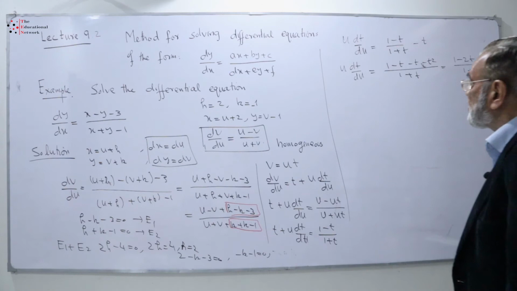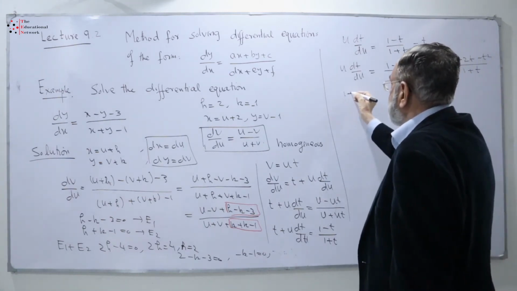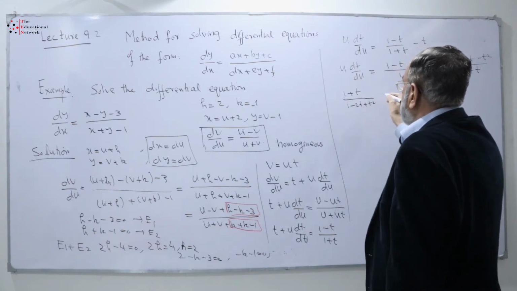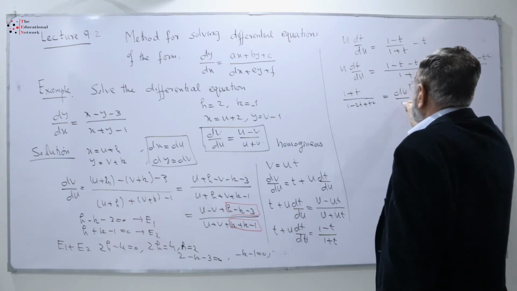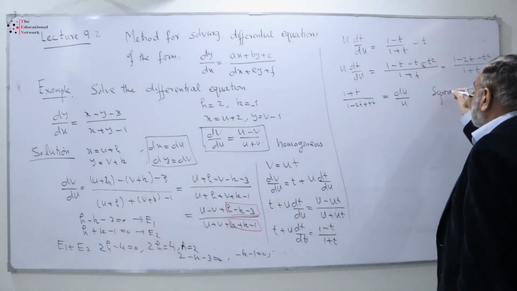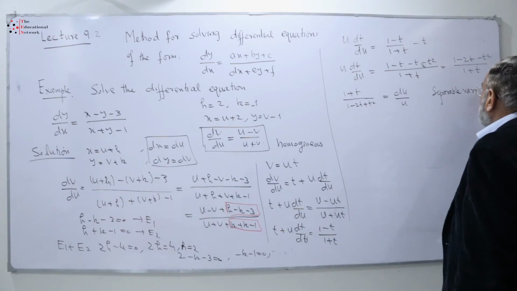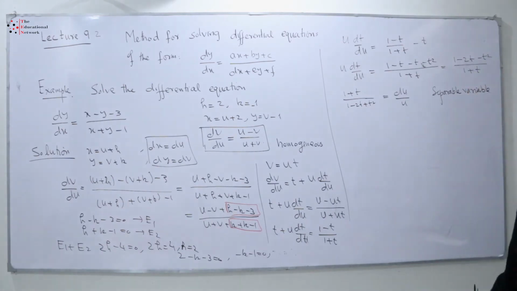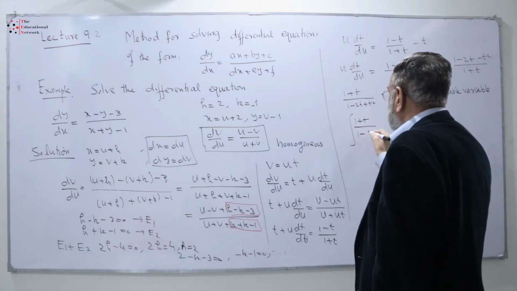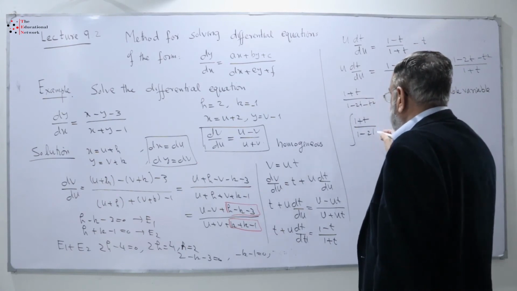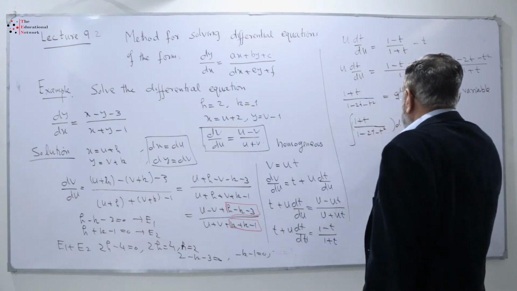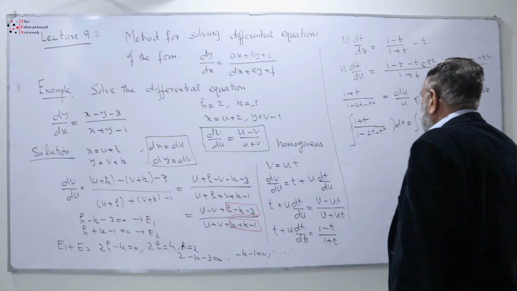We separate the variables. We can take this to the other side. We get 1 plus t over 1 minus 2t minus t square dt is equal to du over u. So we have this separable variable form. That's our achievement. Now we can solve it by integrating both sides. Integral of 1 plus t over 1 minus 2t minus t square dt is equal to integral du over u.